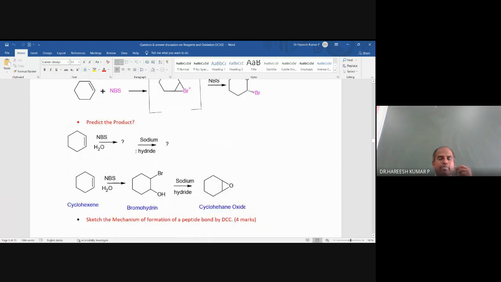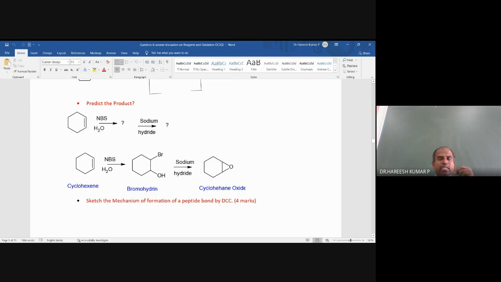And here I am taking one more. It's called predict the product. NBS in presence of water. Okay, what is the product? The obtained product, when it is treated with sodium hydroxide, what is the product? So you need to predict the product. For this product 1 mark, for this 2 marks, it is a 2 marks question.